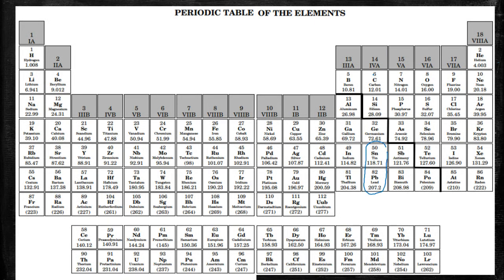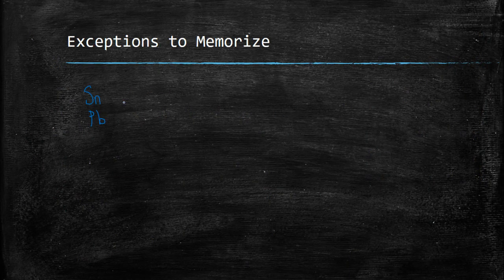They are in an A group, so you wouldn't think that they would need a Roman numeral. Well, this is why they're an exception. They need a Roman numeral because they can have more than one valence electron number. They can either have a 2 or a 4. So you have no way of knowing if it is a tin-2 or a lead-2 or a tin-4 or a lead-4 ion unless you are given the Roman numeral with it. So if you see these, then they have to have a Roman numeral.